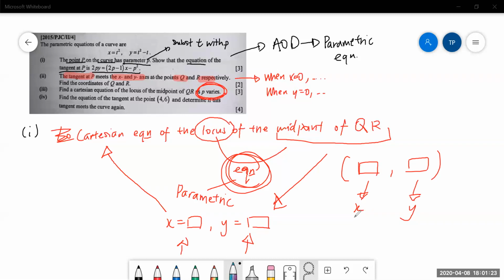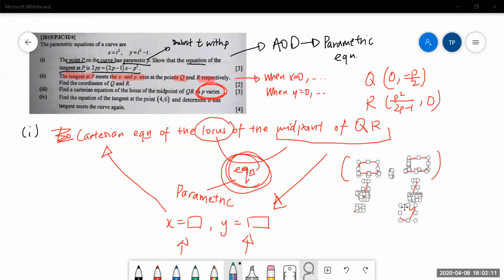Why don't you tell me what is your Q and R? Q is 0, comma, minus P over 2. Then what is your R? P squared over 2P minus 1, comma 0. From here, you can find the midpoint of Q and R. The formula for the midpoint will be x1 plus x2.